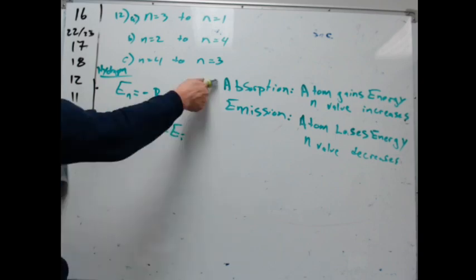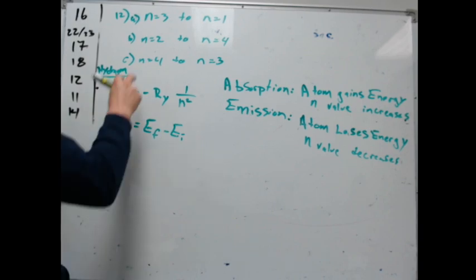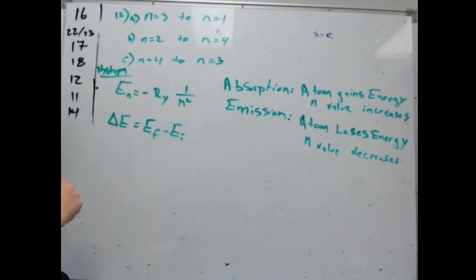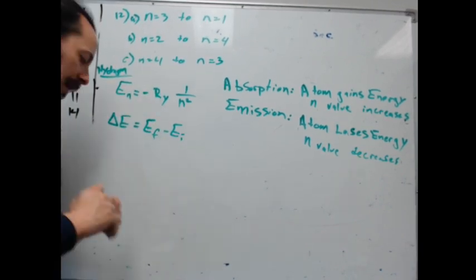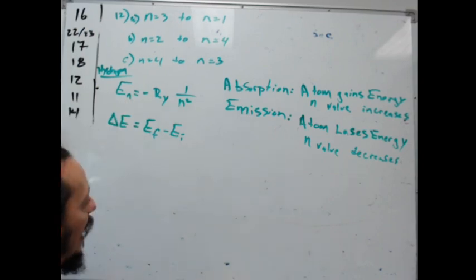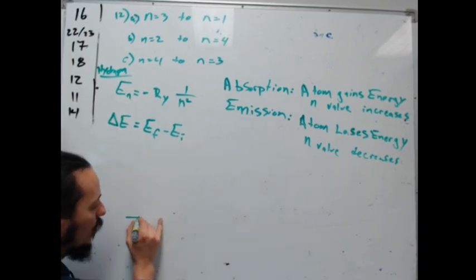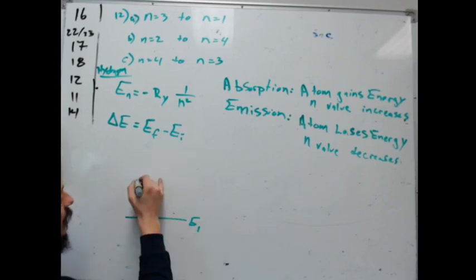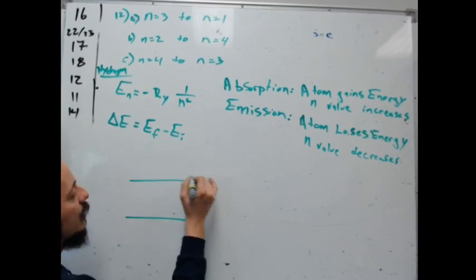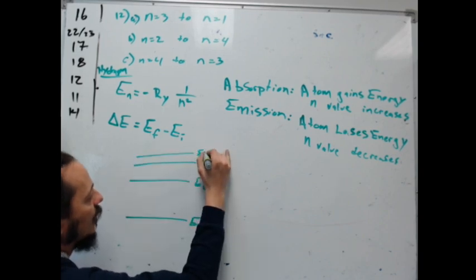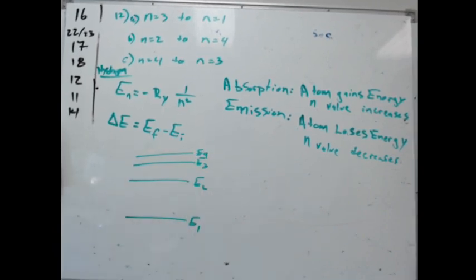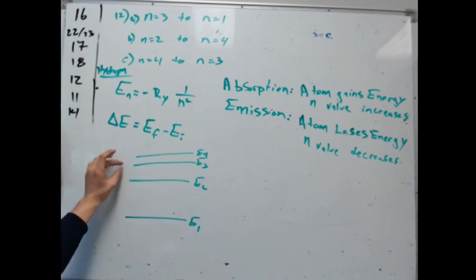We need the definition of what absorption and emission is, and then we just need the fact that it's going to be an inverse value. So from this inverse value, we can draw the same kind of energy level diagram that I was drawing in class, where we have our E1, E2, E3, and E4. And I drew it this way in class, and I'll draw it this way again today, where the levels get closer and closer together.